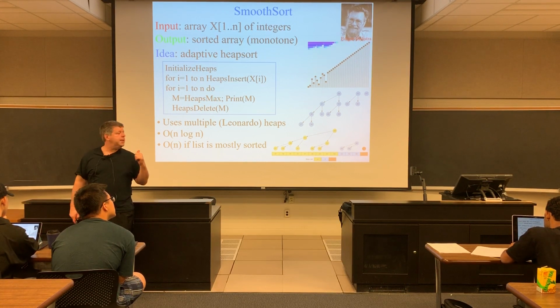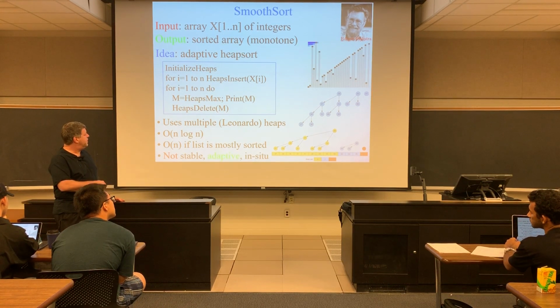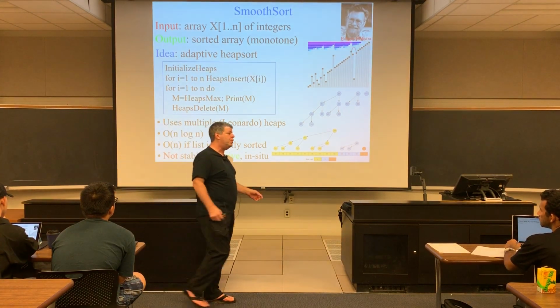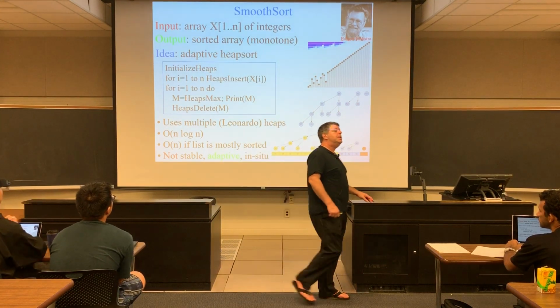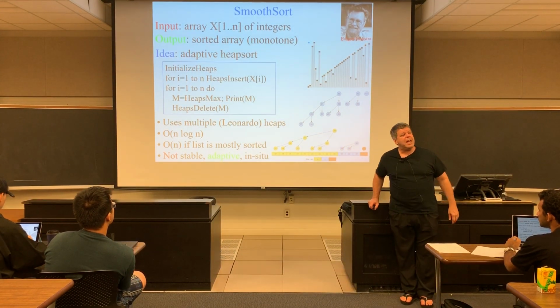Any questions about this? So this one is adaptive. The other one wasn't. This one is still not stable, but we already said how to fix a non-stable algorithm to a stable one with minor surgery. So that's not such a big deal. The hard part was to get it to be adaptive.